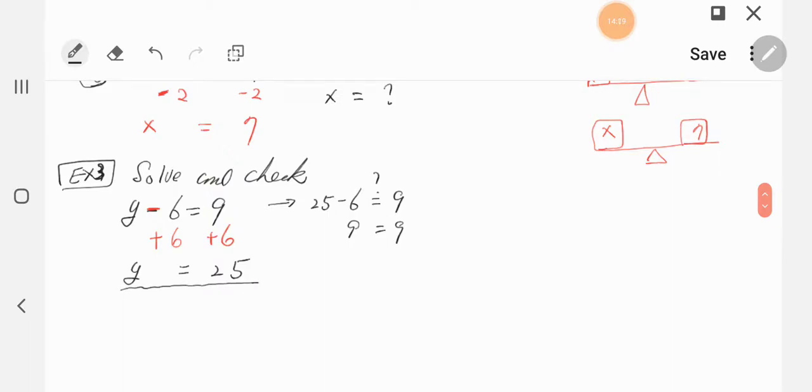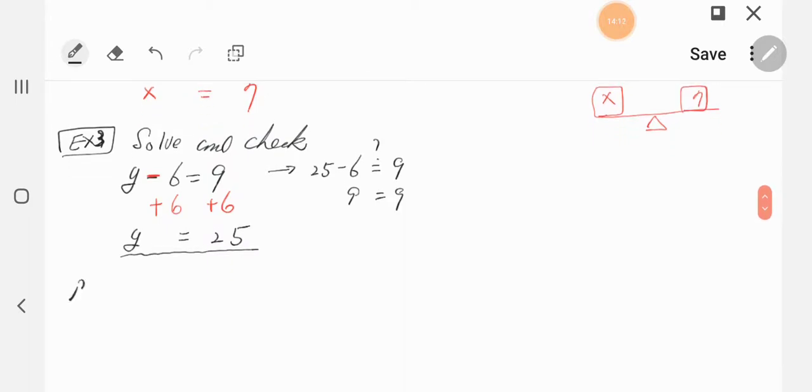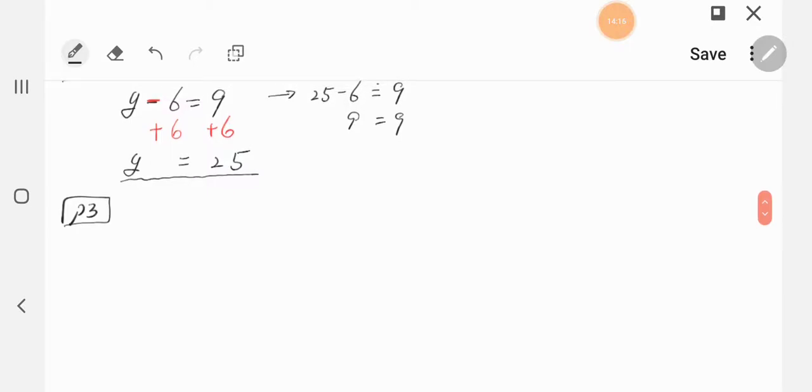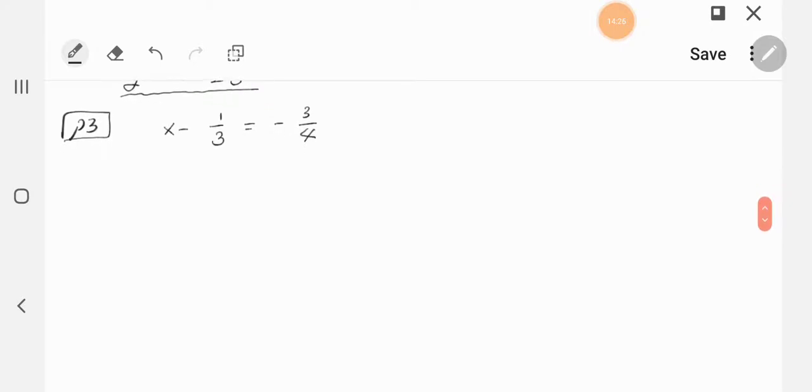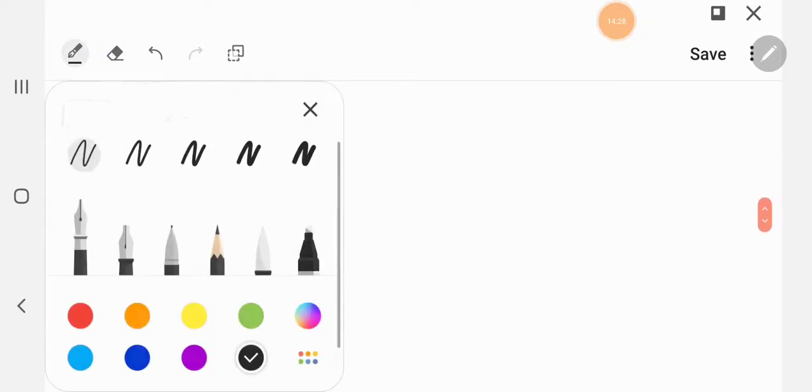All right, problem 3. Okay, we will solve and check. Okay, let's just solve it. If our calculation is correct, then when you check it, you will have the same answer. All right, so how do you find x?